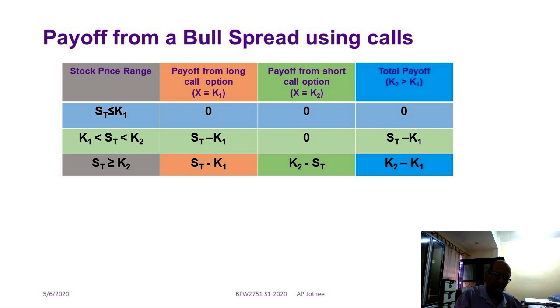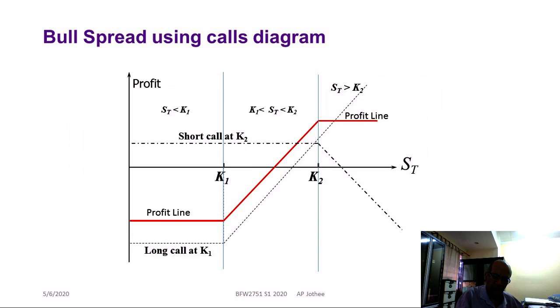But when the ST is above K1 but below K2, this is where the incremental value comes in. As the ST moves up and up, you will exercise at K1. The long call at K1 will be exercised. The higher the ST you are getting, the better for you. But the limit is at K2. The minute it breaches K2, you still make profit in the long call, but you will be losing it in the short call, which is sold at K2 as the second strike price.